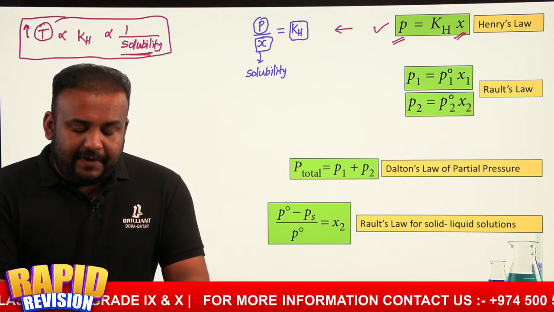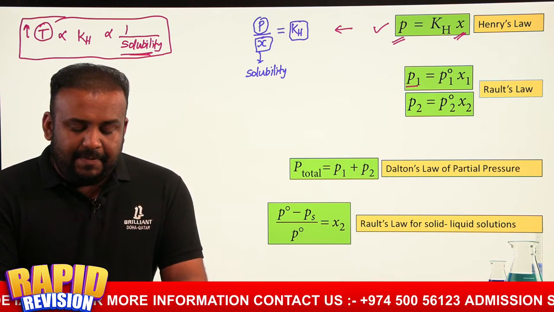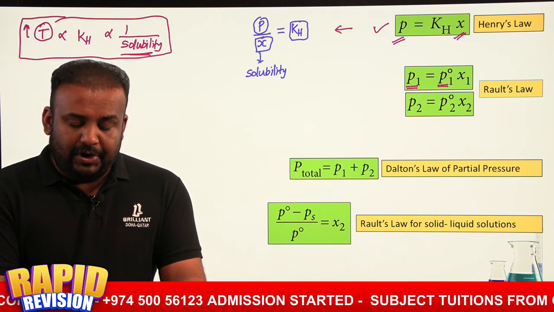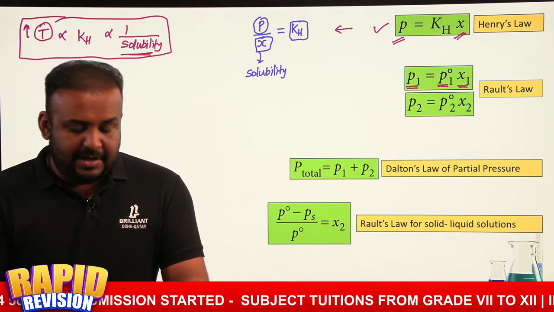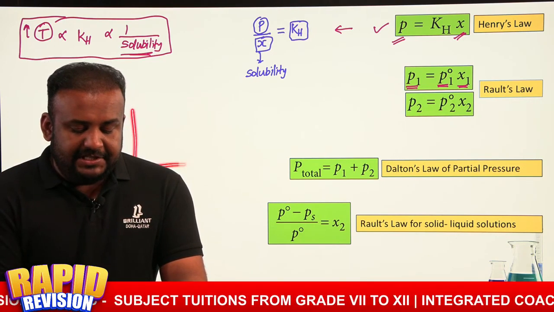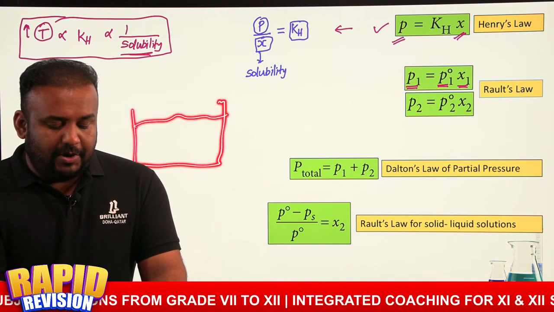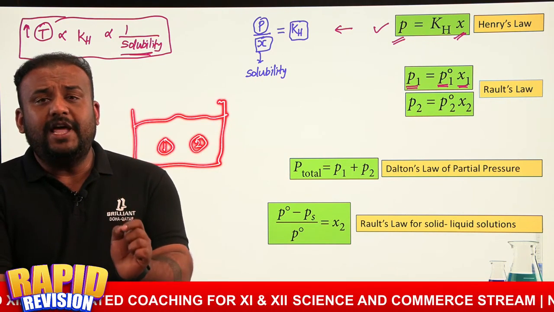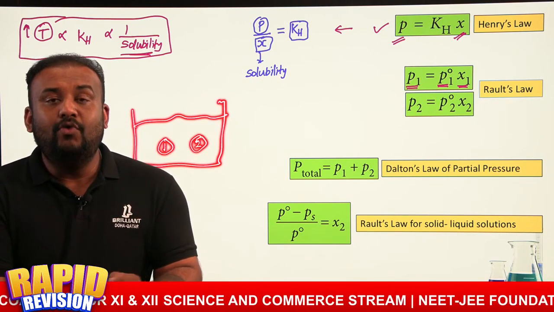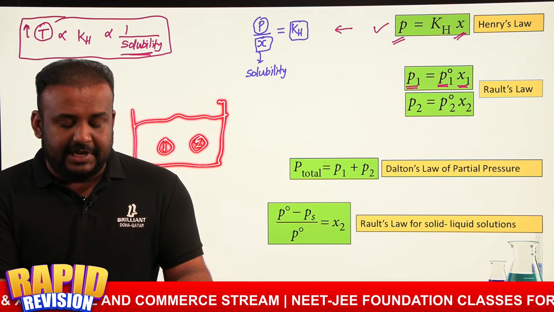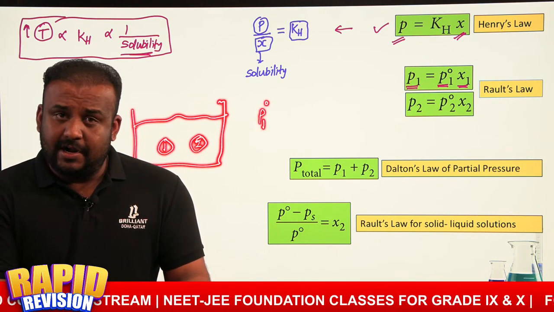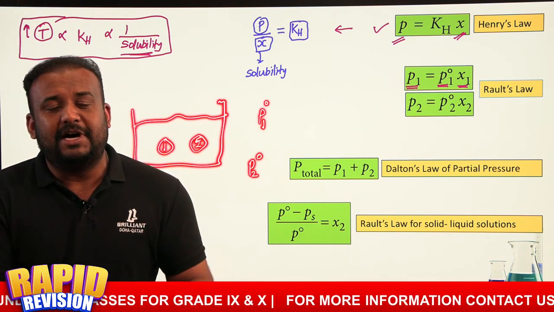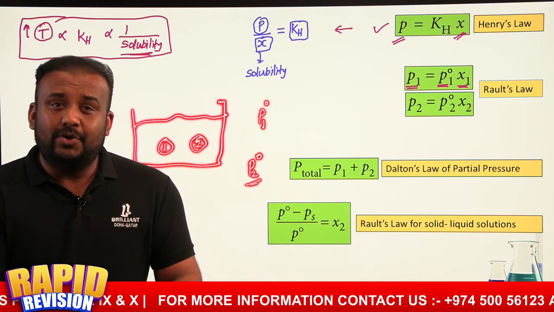See, in case of Raoult's law, what does it say? The partial pressure of a component is equal to the partial pressure of the pure component times the mole fraction, which means if you have a mixture where there are two components, let's call them component 1 and component 2. If you take component 1 alone, how much is the partial pressure of it? That is called P01. If you take component 2 alone, its partial pressure is called P02.